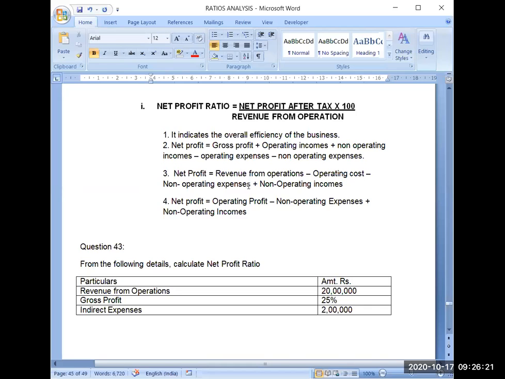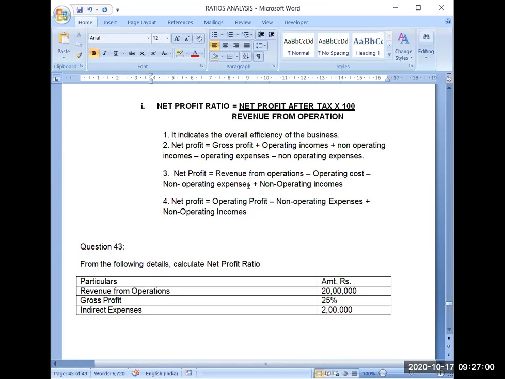Now see the first point, it indicates the overall efficiency of the business, because ultimately your net profit is derived after deducting all the expenses from your incomes. So ultimately what amount of profit you have earned, what percentage of profit you are earning, that will show your overall efficiency. Means if your net profit is good, obviously you are efficiently using almost all the things. It may be that one or two things you are not managing properly, that need improvement, but ultimately the other factors are compensating for that negligence.